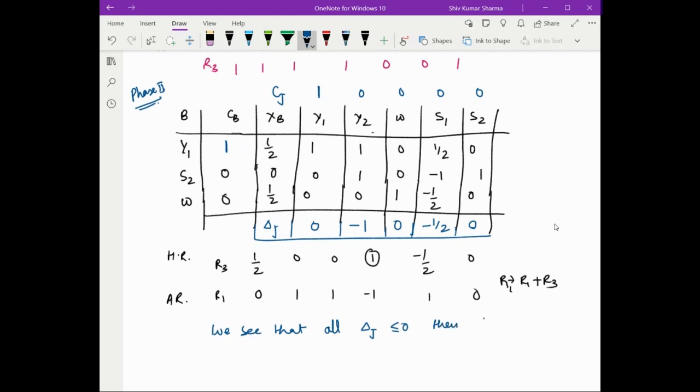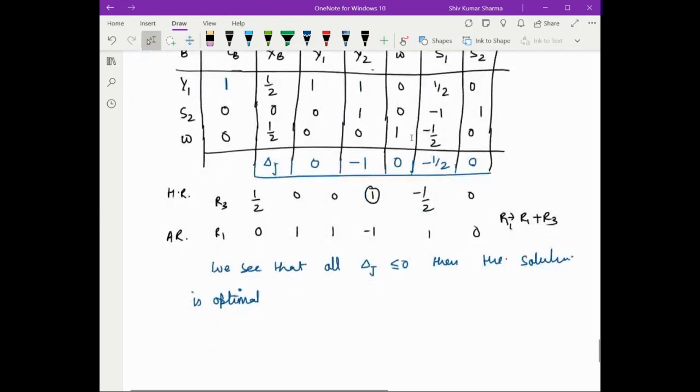So then the solution is optimal. You remember this, some authors take delta J less than 0, and some authors solve for delta J greater than 0. So I am doing this for all delta J less than 0. So don't get confused. We can do it for both cases.